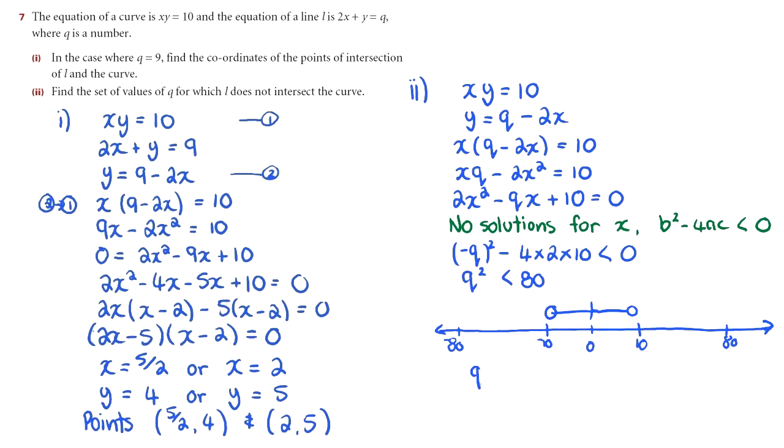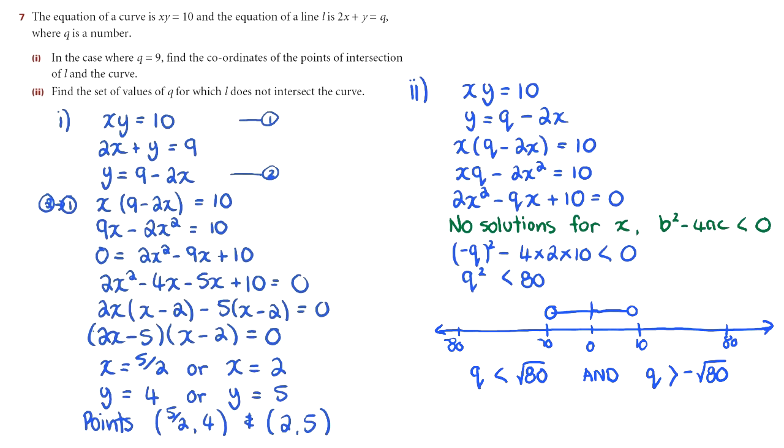How do we write that? Well, we can write it as q is less than the square root of 80 and q is greater than negative root 80. Now we have to write and because it has to meet both of those criteria at the same time. There is a nicer way of writing that without using the word and.